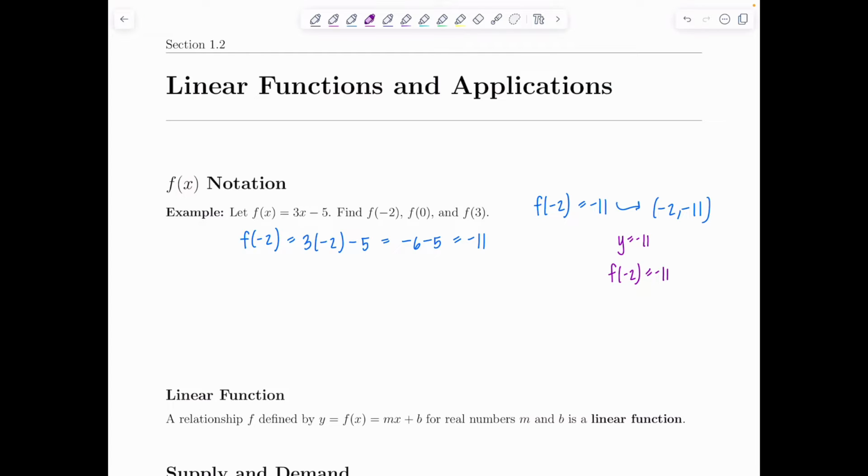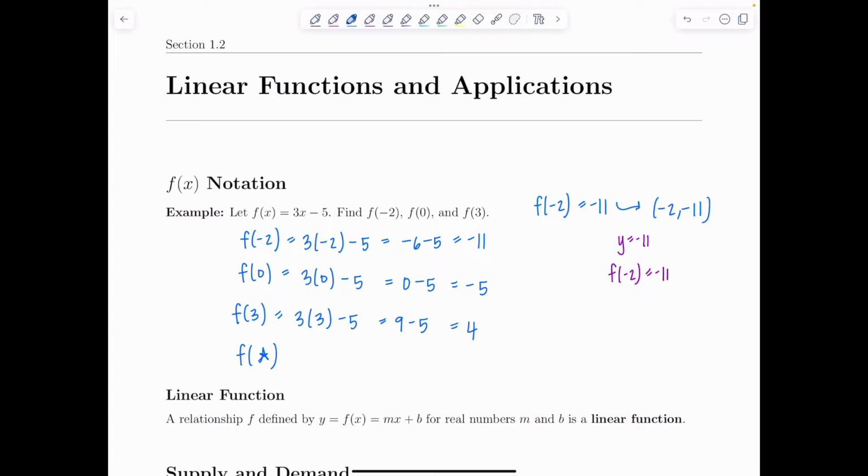Okay, let's continue. f of 0 would be 3 times 0 minus 5. What would that be? 0 minus 5, right? Negative 5. And then f of 3, 3 times 3 minus 5, that's 9 minus 5, so 4. What if I asked you for f of star? Yes. 3 star minus 5. Very good.